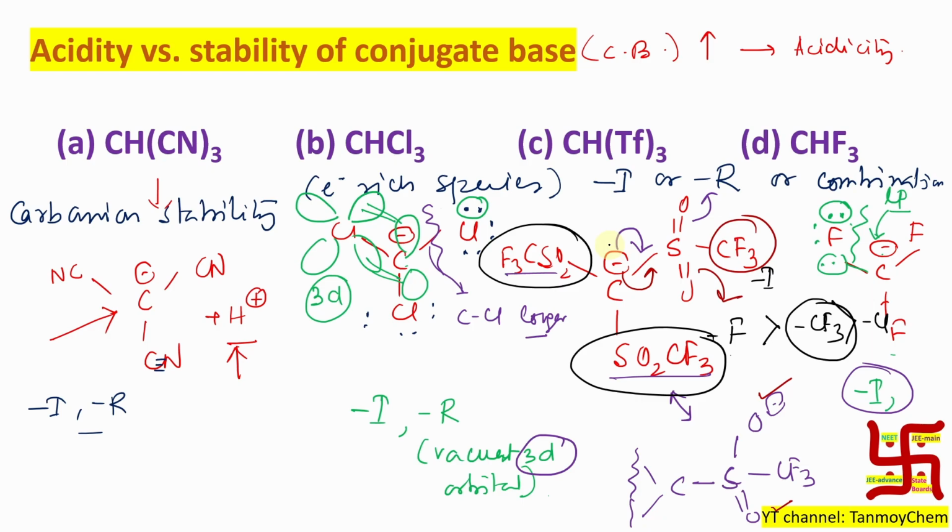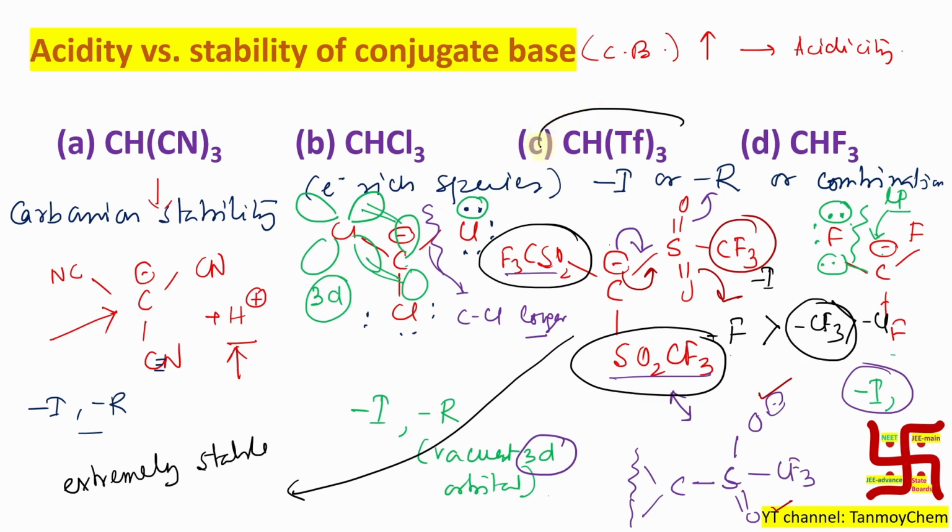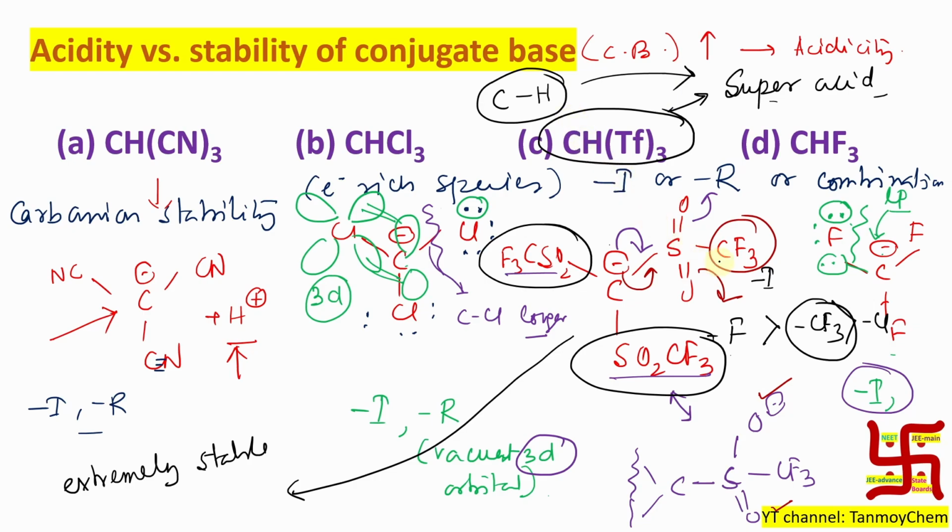Just imagine this carbanion. I repeat, students, this carbanion is extremely stable. So if it is extremely stable, then you can say, sir, this triflidic acid is extremely acidic. Technically, it is a super acid, meaning it is a stronger acid than concentrated sulfuric acid. So it is a very strong acid. So this is the overall discussion. By the way, you may think, sir, what is this? It is a CH bond which is acting as a super acid. Yes, it is true, because the conjugate base is stabilized.